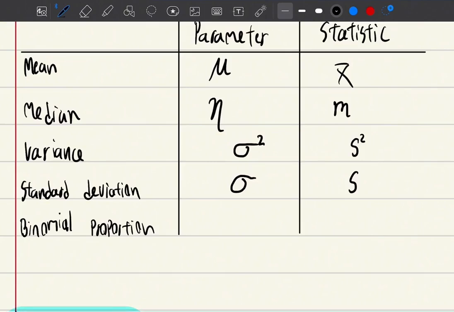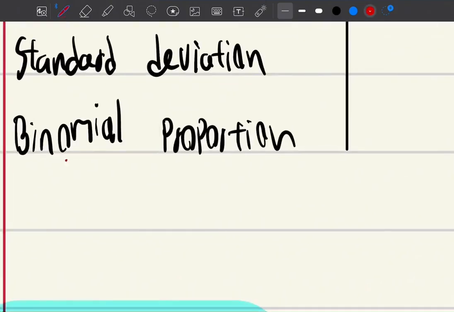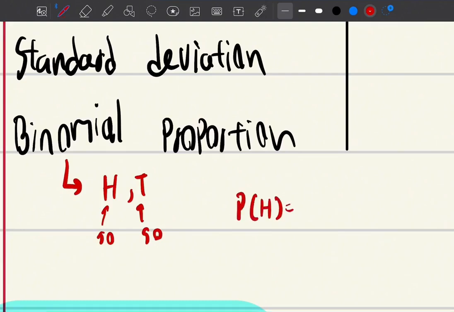The next one is binomial proportion. It's the probability of the event that's going to happen. For example, flip a coin, we're going to have heads and tails. So heads is 50%, tails is 50%. So the proportion of heads is 0.5, and the proportion of tails is 0.5 also.